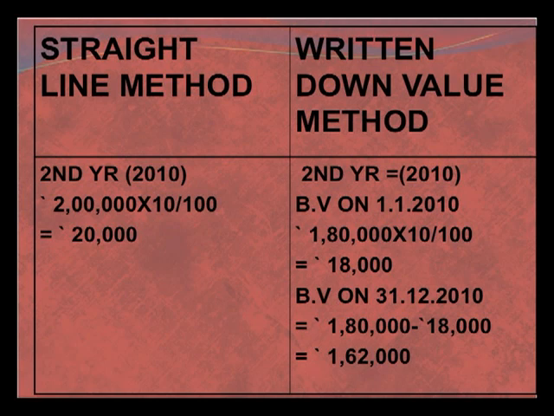The book value of the asset in the second year, which was the closing of the previous year, is now 1,80,000. So this year we will charge depreciation on 1,80,000 at the rate of 10%, which comes to 18,000. Now the book value at the end of the second year under the written down value method will come to 1,80,000 minus 18,000, which is 1,62,000. So we see that the depreciation has been calculated on the written down value method.